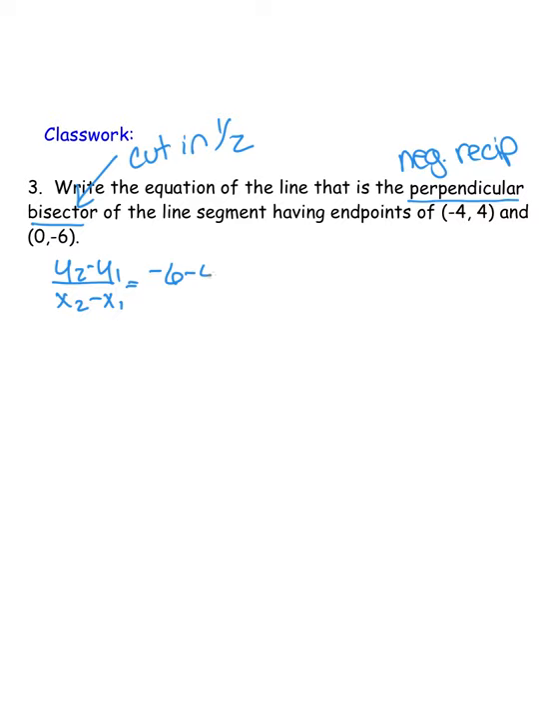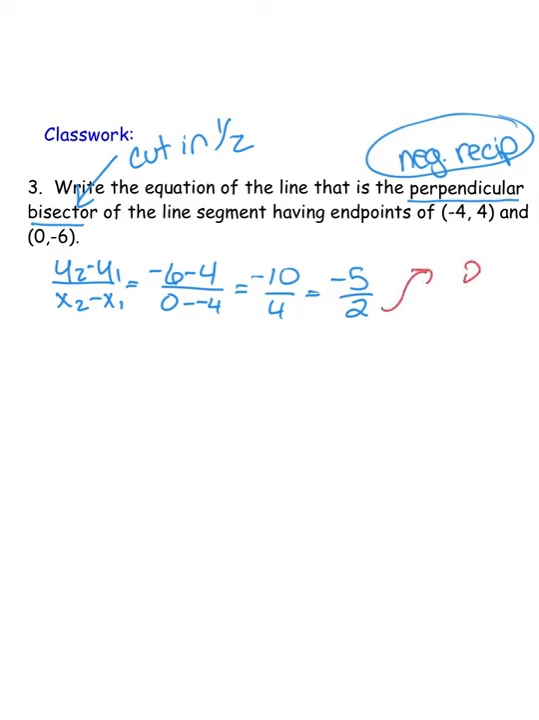Negative 6 minus 4 over 0 minus negative 4. That becomes negative 10 over 4. That becomes negative 5 over 2. We want negative reciprocal. So what we're going to do is take that and flip it to 2 over 5. And since it's already negative here, 2 negatives make a positive, because it's always going to be the opposite sign.